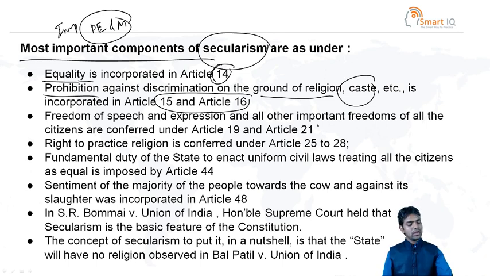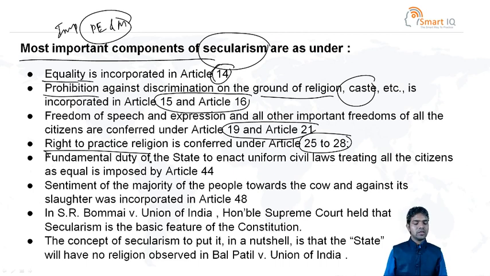And also Articles 19 and 21. Article 19 talks about the right to freedom of speech, and Article 21 talks about the right to life and personal liberty. Next, Articles 25 to 28 talk about the right to freedom of religion. Very important. The right to practice religion is conferred under Articles 25 to 28 in the fundamental rights, mentioned under Part 3 of the Indian Constitution, Articles 12 to 35.